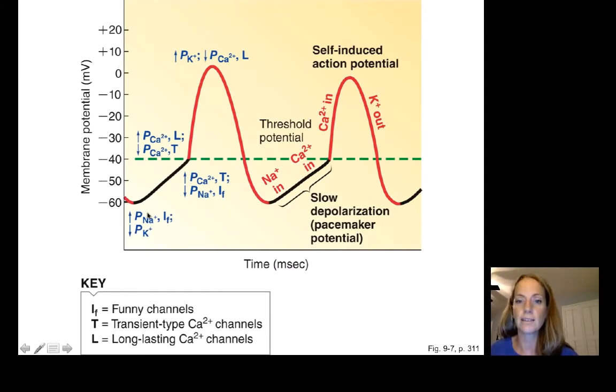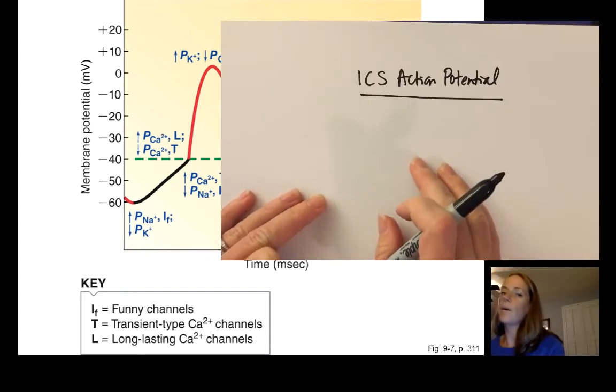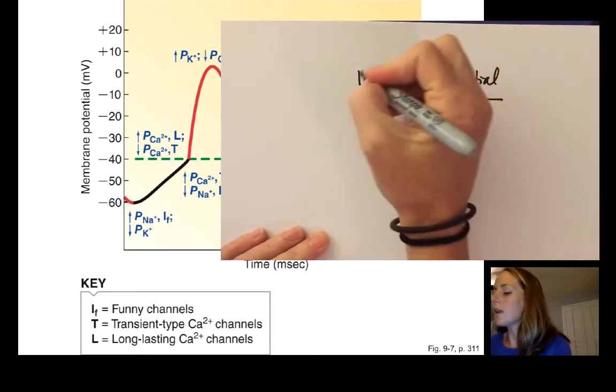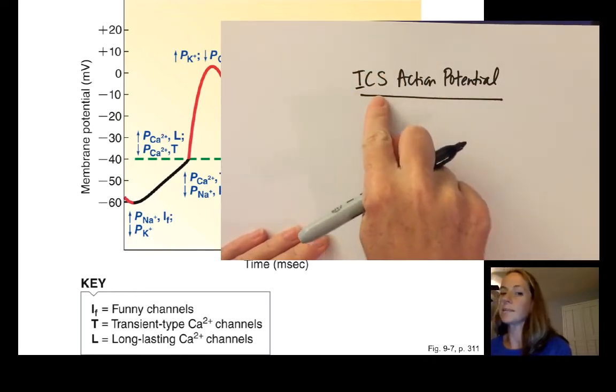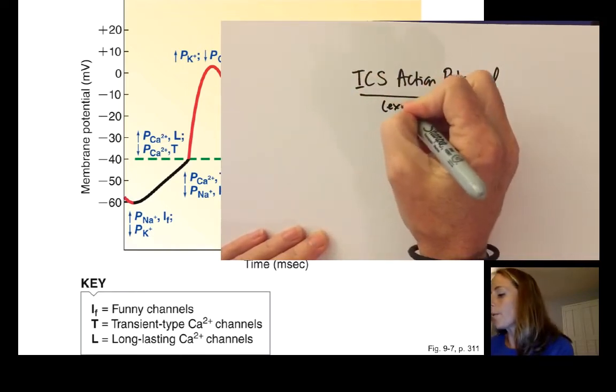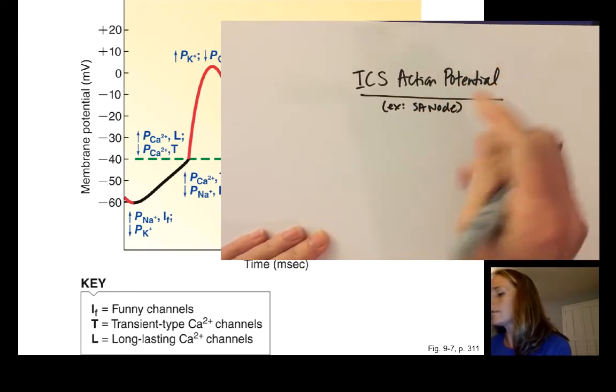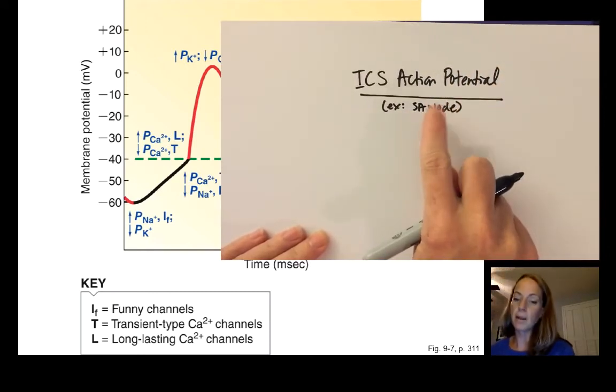So yes, we need to draw this out, right? Okay, let's draw this out. Okay, so this is the action potential in the intrinsic conduction system cells. So for example, in the SA node cells. So these are the pacemaker cells of the heart.